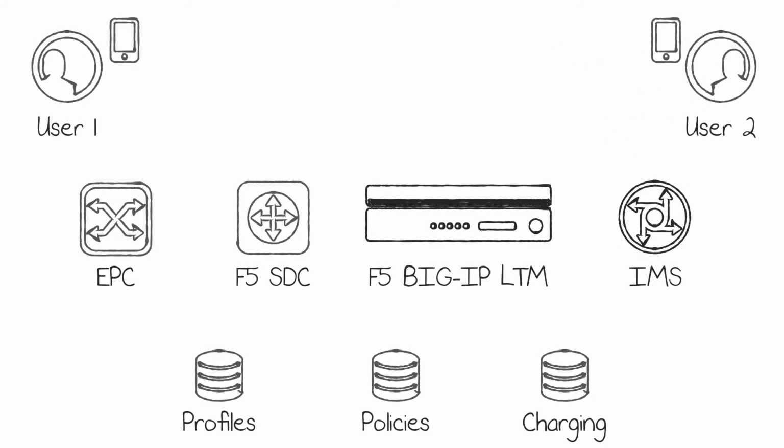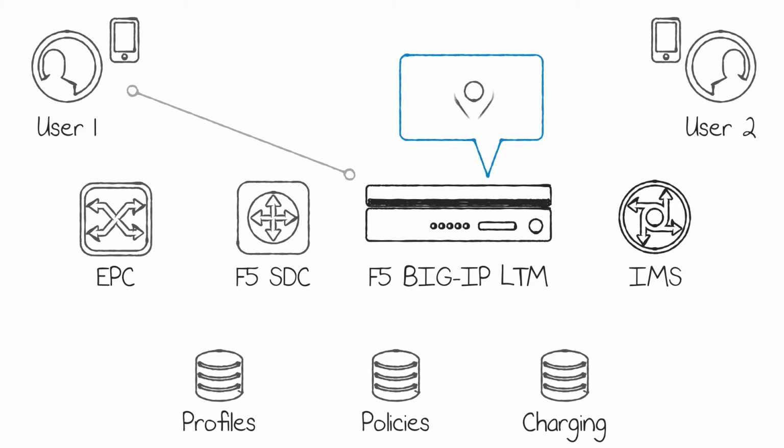User 1 is now going to call user 2. So the first place that message goes is to the BIG-IP LTM, and the LTM is going to open the message, take a look at it, and say, okay, this is user 1 calling user 2. Let me go check to see where they are.